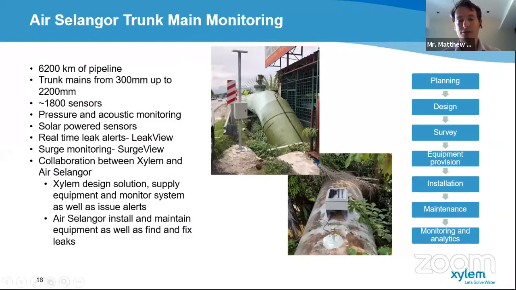So now I'll take some time to describe how we have implemented the solution specifically within Selangor. I mentioned the 6,000 kilometers of trunk main, so we're covering that with around 1,800 sensors with both pressure and acoustic monitoring. These are all powered with solar power to reduce the amount of maintenance. As I mentioned, they're in quite remote areas, so it's not like we can just open the front door and go visit them. We're providing both the leak view and surge view solutions that I mentioned earlier on.